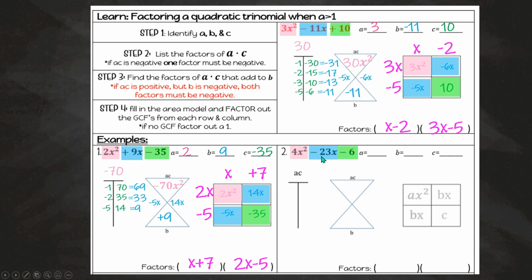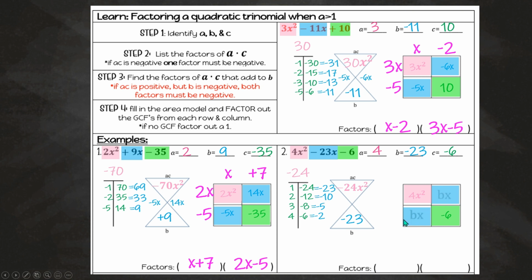Okay, next I have 4x squared minus 23x minus 6. I'm going to identify my a, b, and c terms. I'm going to fill in my area model with my 4x squared and my negative 6. I'm going to use a times c, so 4 times negative 6 is negative 24, x squared. My b term is negative 23x. So what two numbers multiply together to give me negative 24, but add together to give me negative 23? Well, here, because my b term is negative, the larger number of my factors is going to be the negative term. So 1 and negative 24 gives me the negative 23.